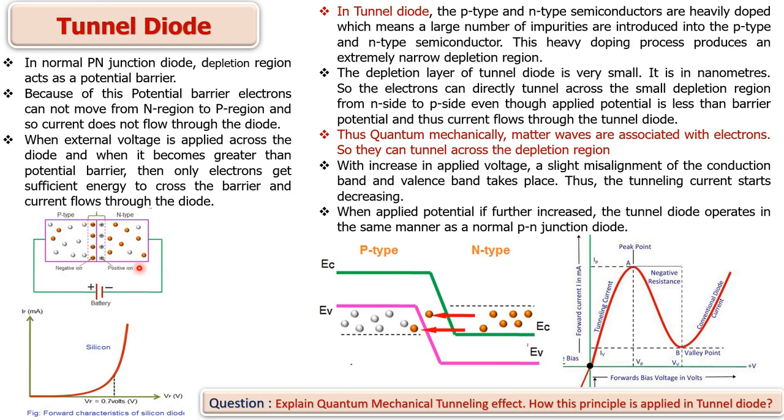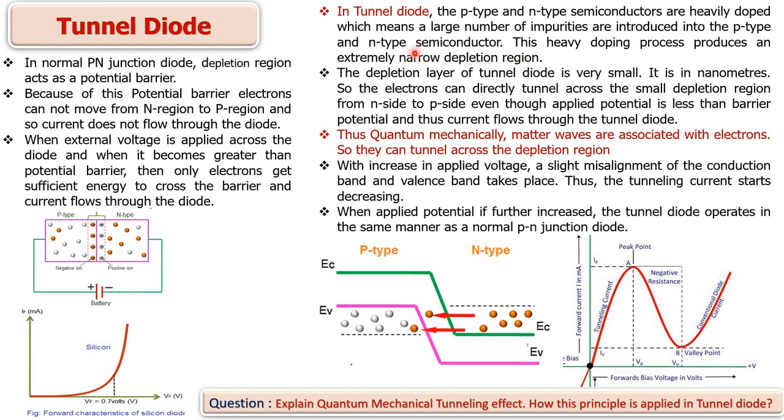So in a normal PN junction diode, until the electron's energy or the applied voltage becomes greater than the potential barrier, the current is very small. You can see here, almost no current, almost zero current. This is the normal PN junction diode. But what happens in a tunnel diode? As I told you, a tunnel diode is a simple PN junction diode. But what is the difference between these two?